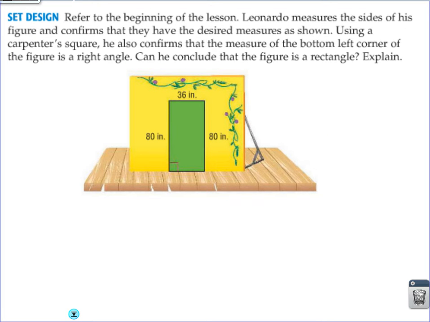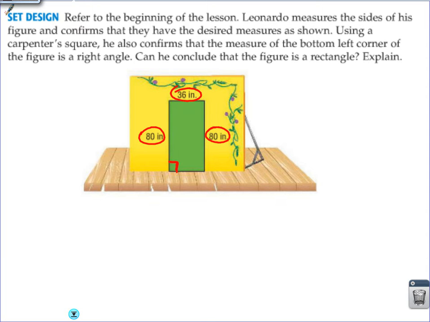Refer to the beginning of the lesson. Leonardo, the Ninja Turtle, measures the sides of this figure and confirms that they have the desired measure shown below. This is 36, this is 80, and this is 80. And you have a right angle. Using a carpenter square, he also confirms that the measure of the bottom left corner of the figure is a right angle. Can he conclude that it is a rectangle?